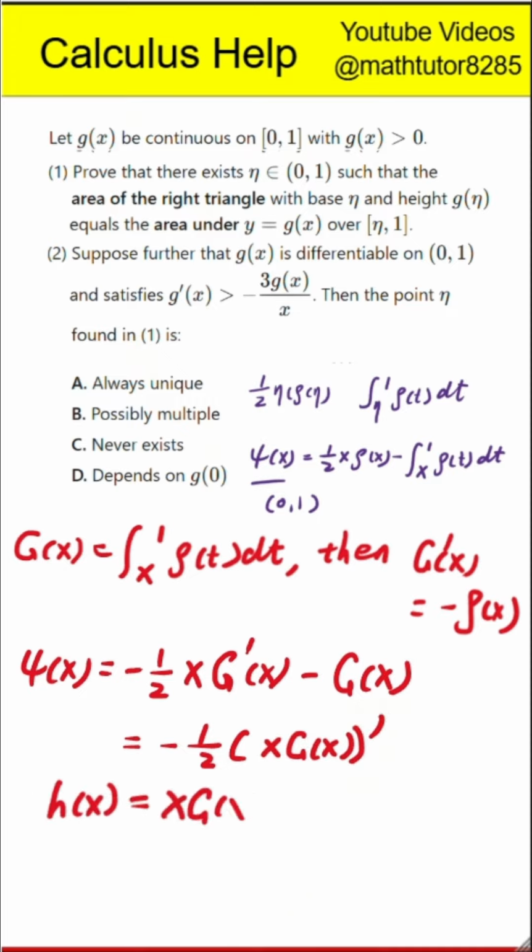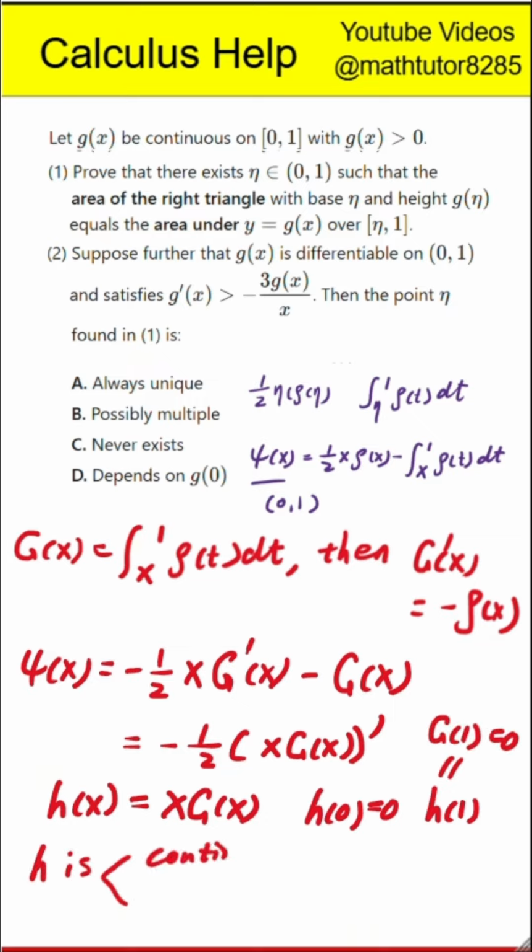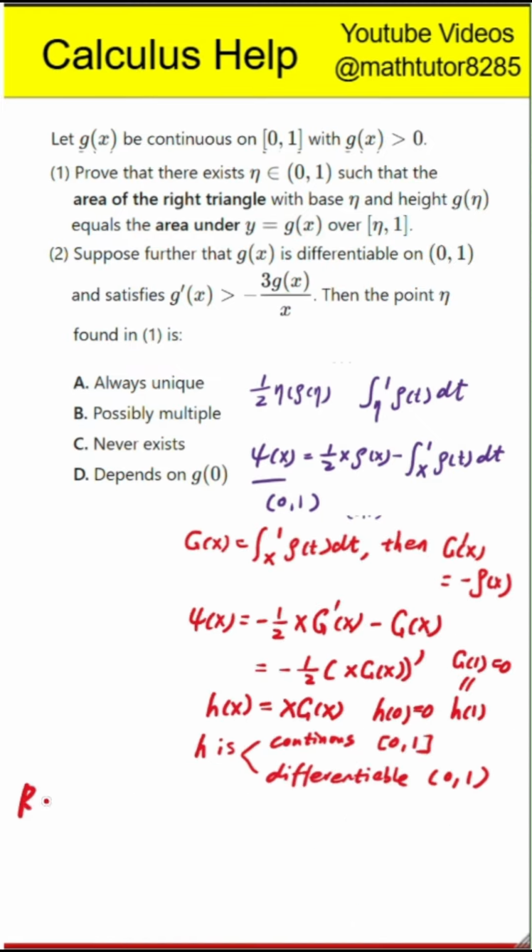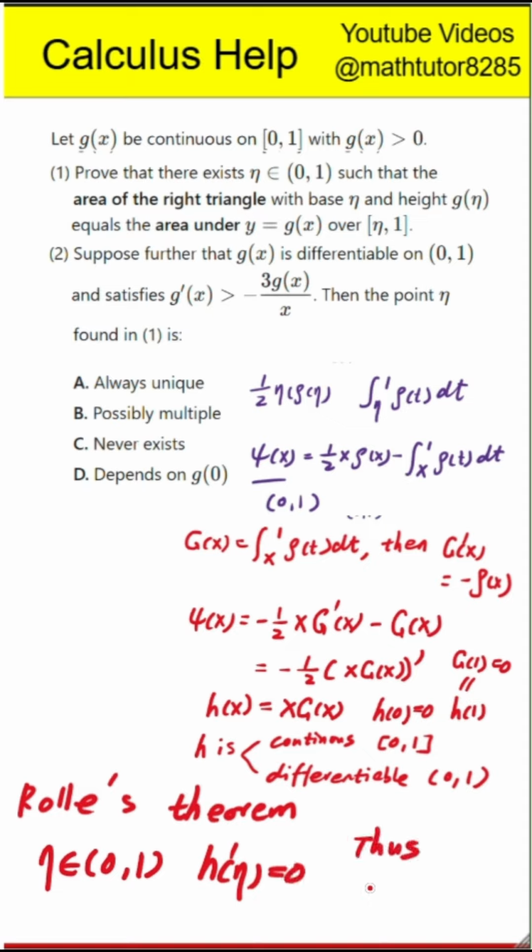Notice that h of 0 equals 0 because x equals 0 makes the product 0. And h of 1 equals G of 1, which also equals 0 because the integral from 1 to 1 is 0. The function h is continuous on a closed interval and differentiable on the open interval. Therefore, by Rolle's theorem, there exists some number eta between 0 and 1 such that the derivative of h at eta equals 0. That means psi of eta equals 0. Hence, such a point eta exists.